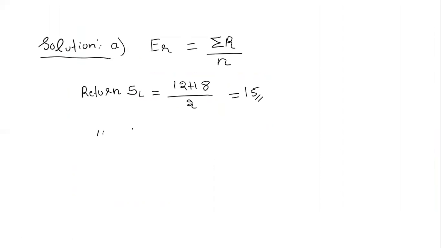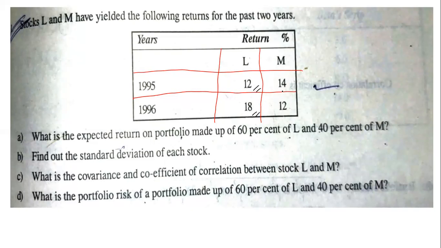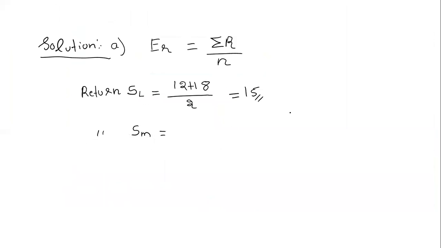Now if we take return for stock M, the values we have are 14 and 12. So 14 plus 12 divided by 2. After calculation, 26 divided by 2, so we will get the value 13. So this is the expected return or average return of stock L and stock M. Now we have to calculate the portfolio return.